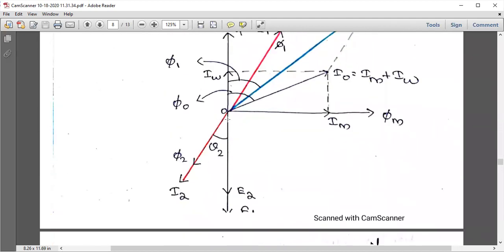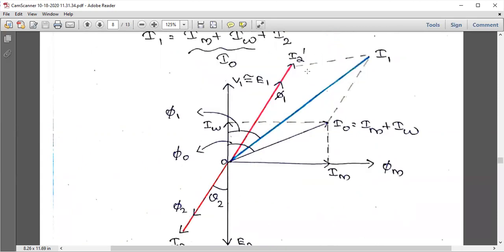So here we are drawing I2, which is the secondary current. We have a reflection of the same secondary current in the primary also. So I2 will be I2 dash here. It is reflected to the primary, and it will become I2 dash. Then we will apply the parallelogram law, and we will find out the result, because we need to resolve I1 into two components, I0 and I2 dash. I0 is Im plus Iw.